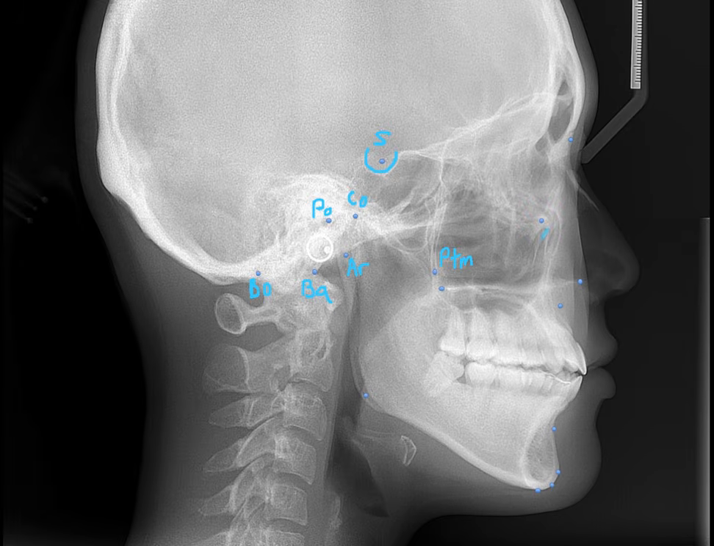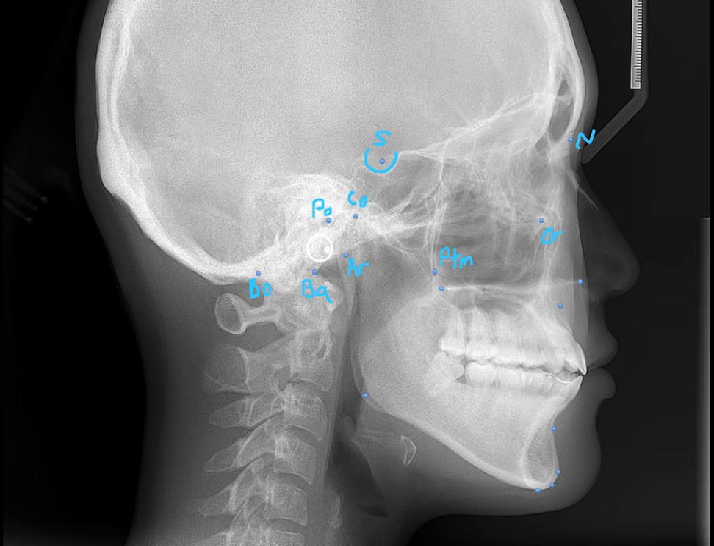This point over here is orbitale, OR. That's the lowest point on the inferior margin of the orbit, where the eye lives. Up here is nasion, or N, and that's the anterior point on the intersection between the nasal bone down here and the frontal bone up here. And you can almost appreciate the little suture running here between those two bones, which is pretty cool.